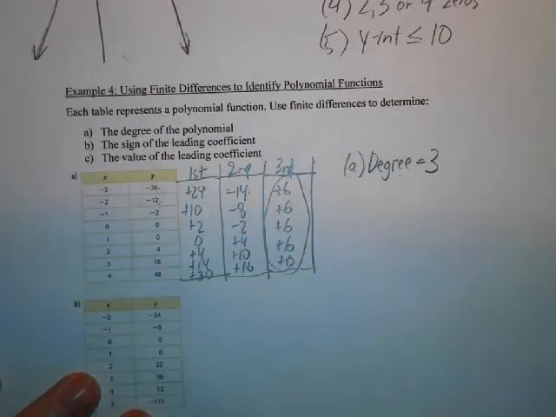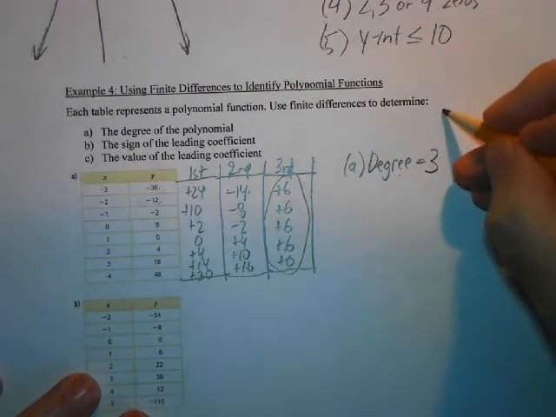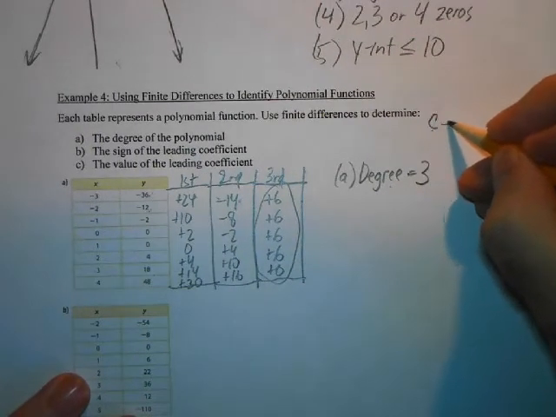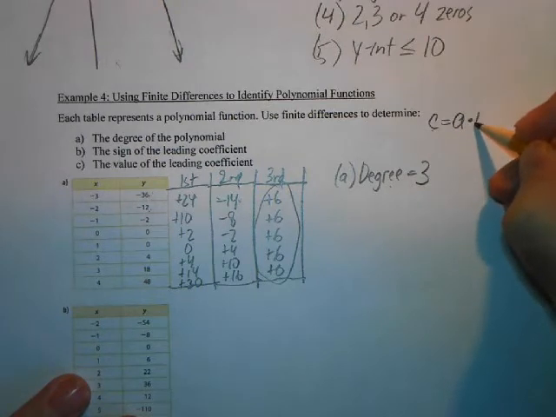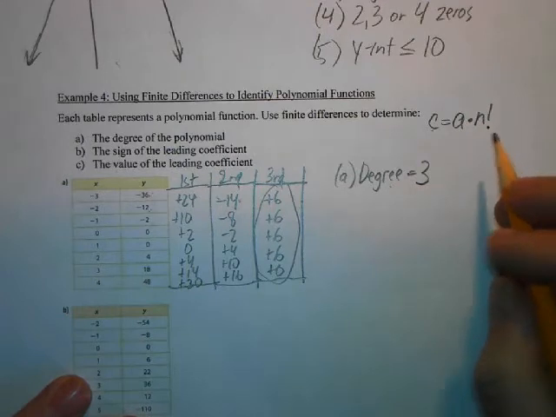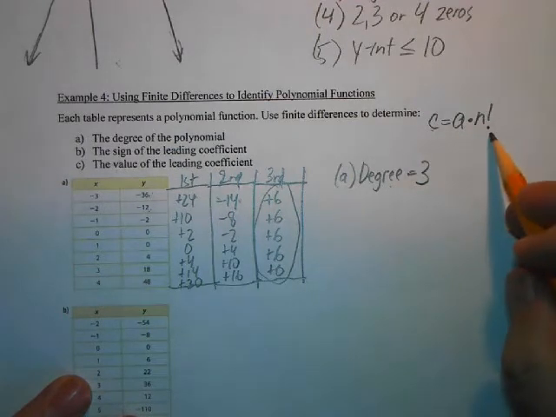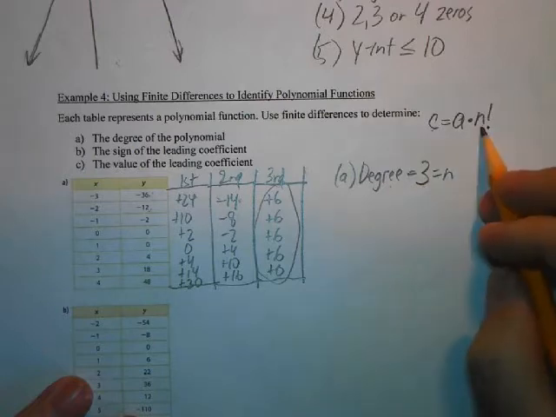There's a formula that we use for this, so I'll explain what the different variables mean. c is equal to a times n, and it's an exclamation mark. This is probably something you haven't seen. It's actually a button on your calculator if you want to try it out. This is called factorial. So n factorial, n is the degree. So we now know what n is.